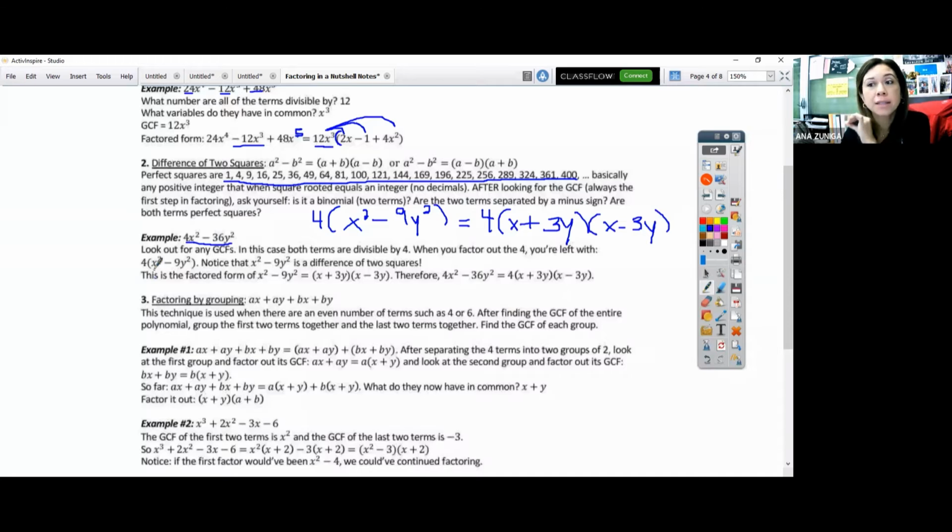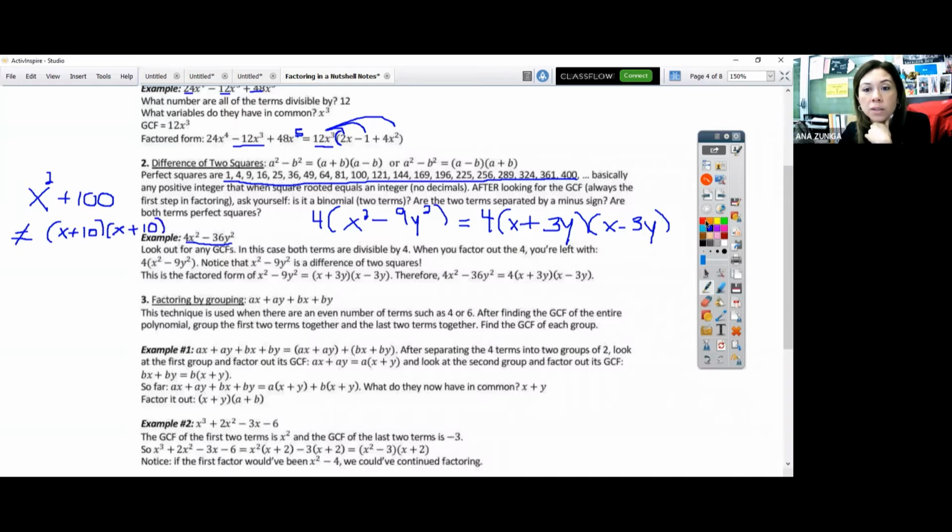Okay, so that's a difference of two squares. Now, there is no such thing as the sum of two squares. If you have x squared plus 100, this does not factor out as x plus 10 times x plus 10, okay? If you were to distribute x plus 10 times x plus 10, you are going to end up with a middle term of 20x.